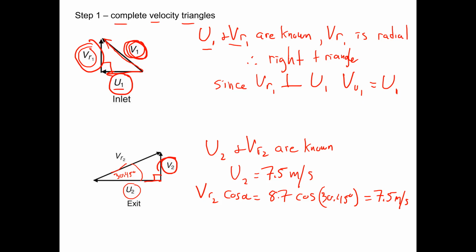If I try to compute V2, the absolute velocity of the fluid, that would be basically the relative velocity times the cosine of this angle, and that makes it 7.5 meters per second. Since the absolute velocity of the fluid is perpendicular to the tangential velocity of the rotor, that means the tangential velocity of the fluid is 0.